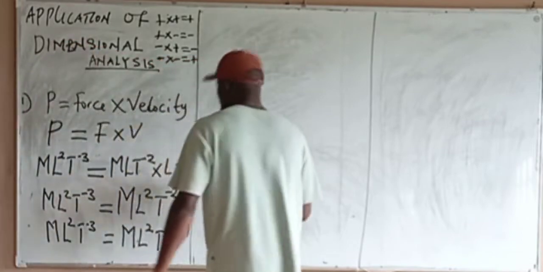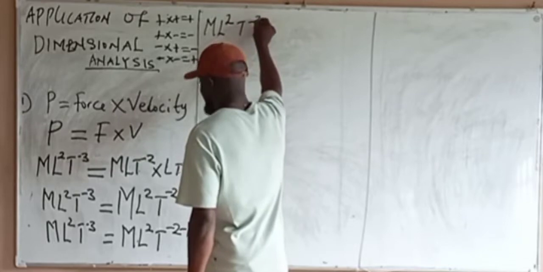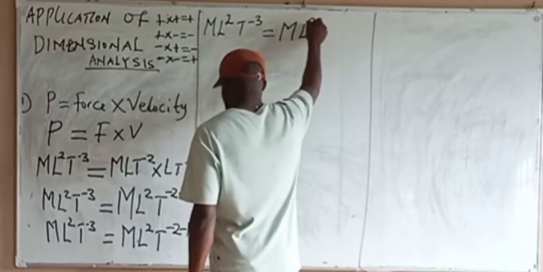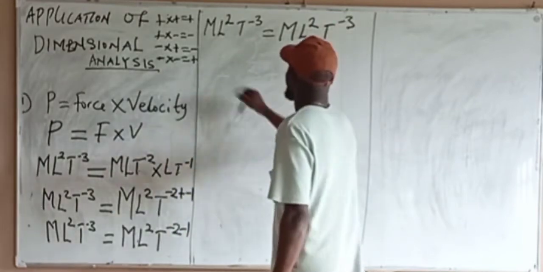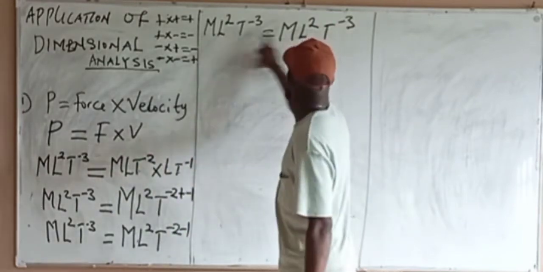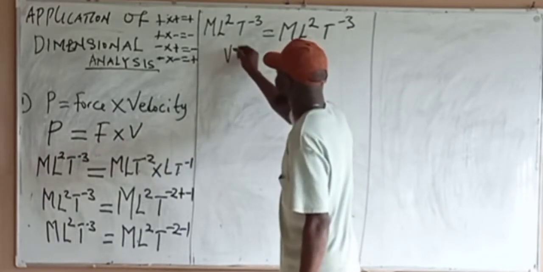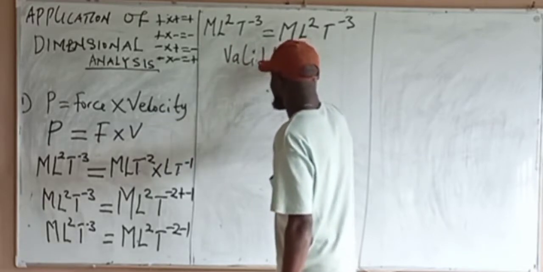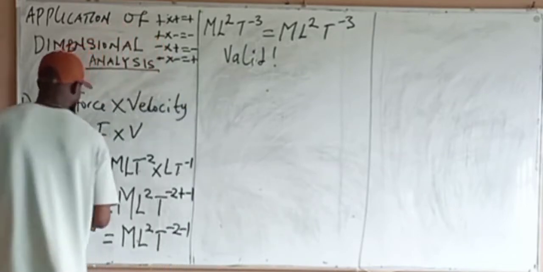So, another way, let's go. We'll be having M L squared T to the power minus 3 is equal to M L squared T to the power minus 2 minus 1, which will give us minus 3. So let's say we have M L squared T to the power minus 3. Is the equation correct? It's valid. It's actually valid. So the definition is absolutely correct.